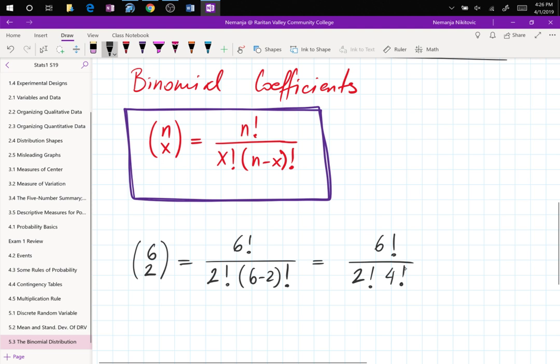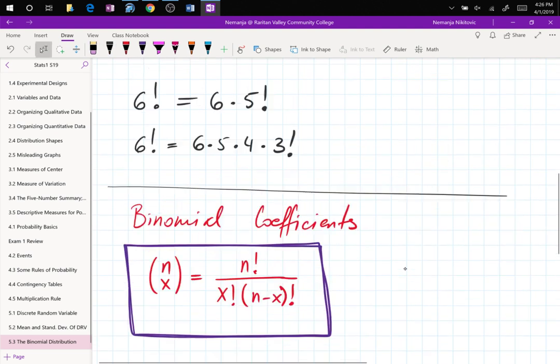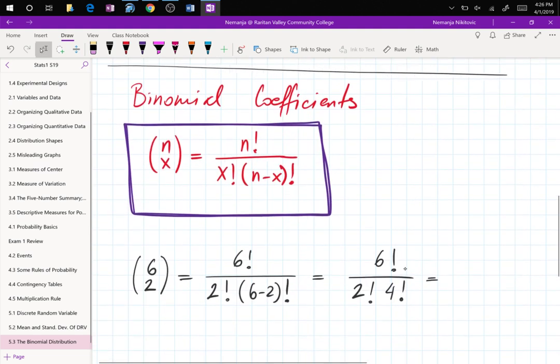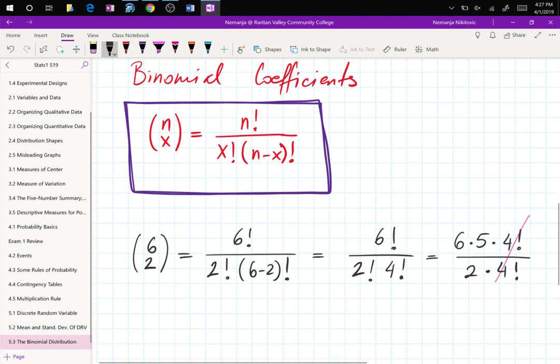So now, to use the formula that I have over here in this blue box, I'm going to peel 6, I'm going to peel 5, and I'm going to leave 4 factorial on a pile. 2 factorial is 2 times 4 factorial. Now 4 factorial cancels. And what I'm left with is, I can cancel 6 and a 2, and the answer is 15. So now I have 6 times 5 over 2, which is equal to 15.